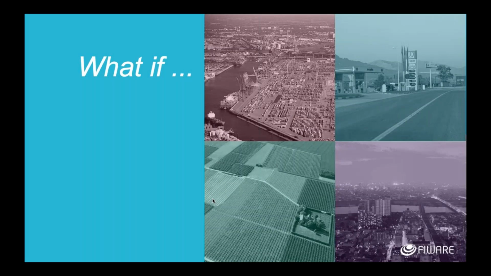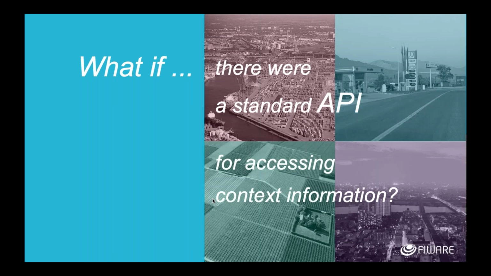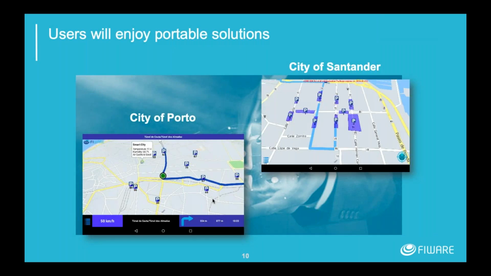So what's the concept of FIWARE? What if there were a standard API for accessing context information? A standard, universal standard for context information. You will have a situation where, if you are supplying in a neutral standard, you could have two separate cities. Both of these cities happen to have a FIWARE-based solution, who are then offering their data to third parties, which would then be able to know that the data is in a standard format.